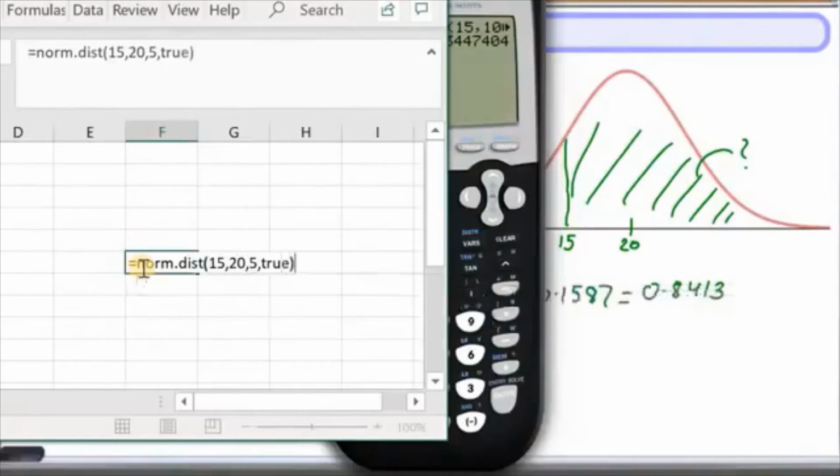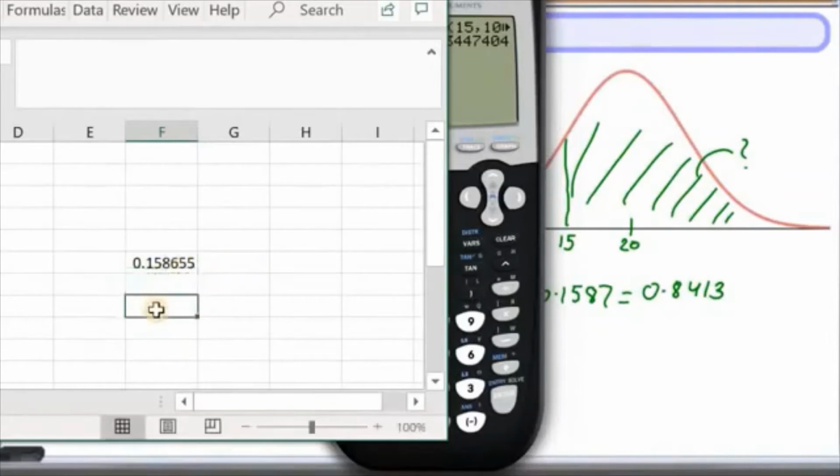Then close your parentheses, then hit enter. What we have here is area to the left, but in fact, we will need area to the right. So for that, now to find the area to the right, what we need to do is subtract this value from 1. So let's do that.